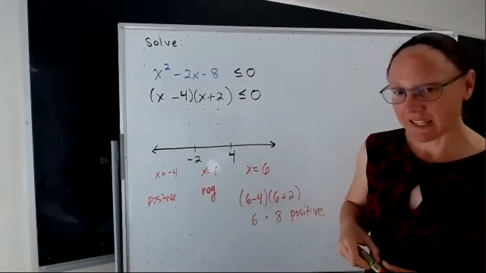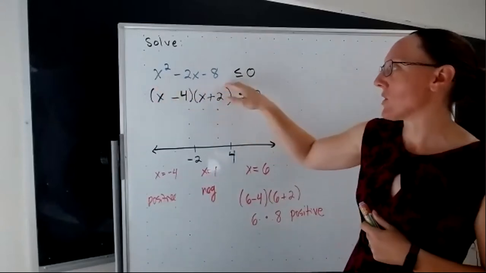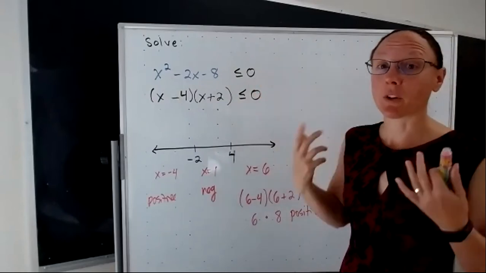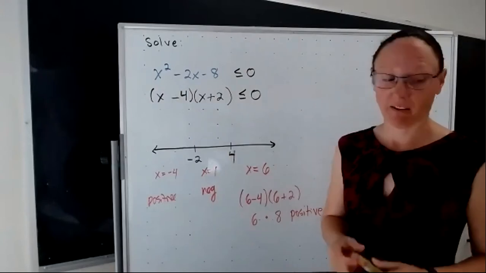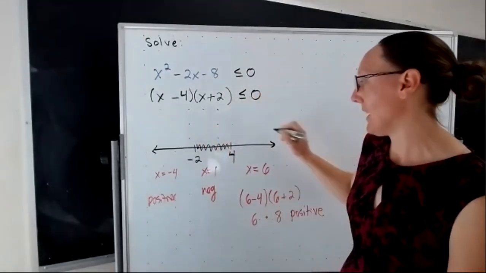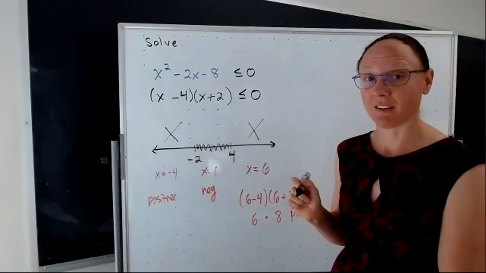So that means because what we wanted was the result to be less than or equal to 0, we were trying to find the part where our answer worked out to be negative. So this is the part that we want. I don't want the part over here where it was positive, and I don't want the part over here where it was positive.